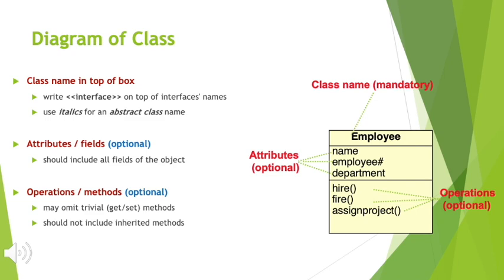And then the third box should include the operations or the methods. For example, here, the methods for this specific class are hire, fire, and assign project. It depends on your system, on the components, the classes, and the objects that you include in your system. So that's how you are going to sketch your own class diagram.